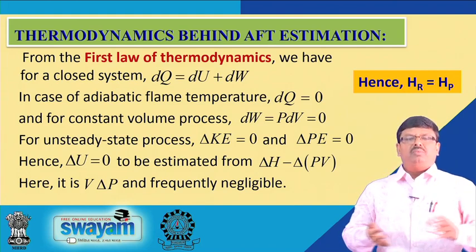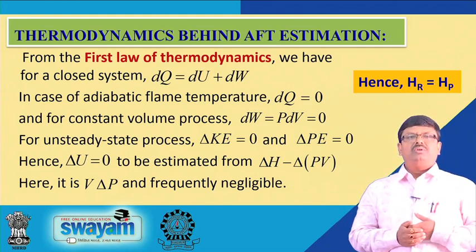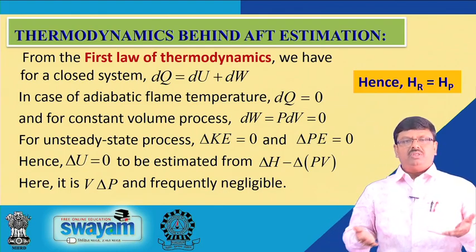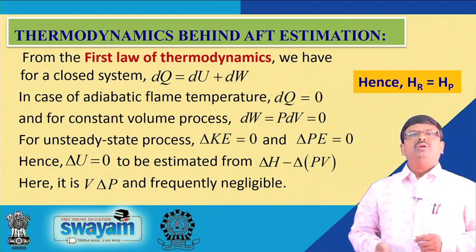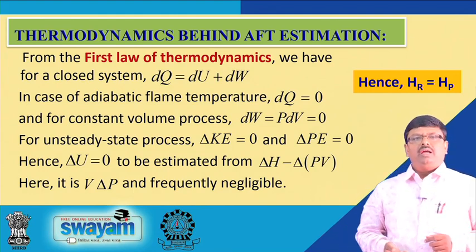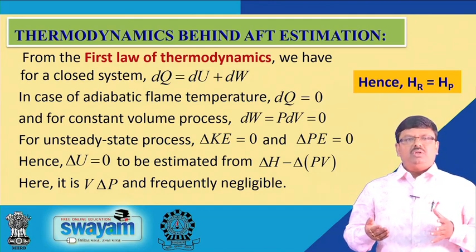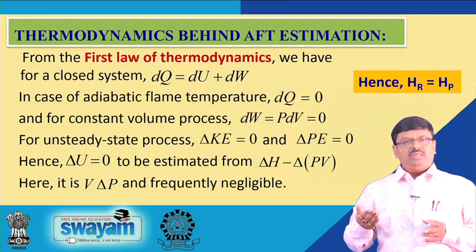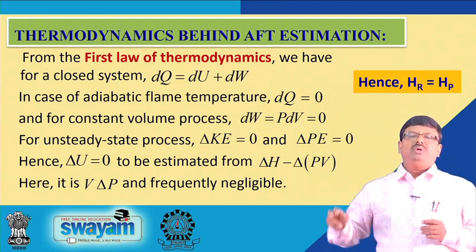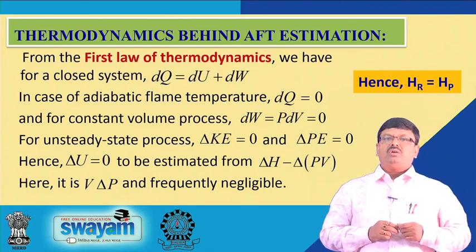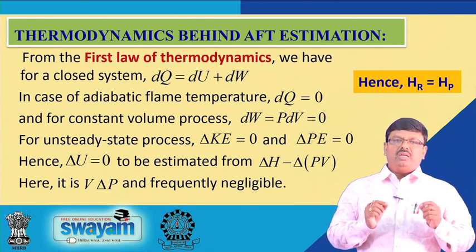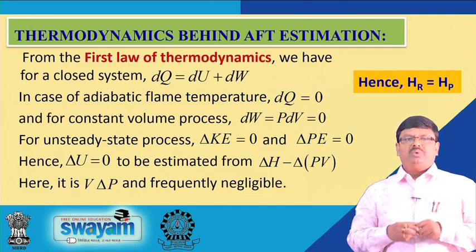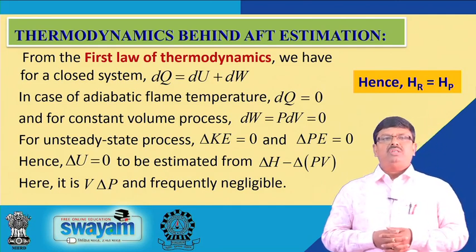So, we know the first law of thermodynamics. This is the differential form of the first law of thermodynamics in a closed system, dq equals du plus dw. In the case of adiabatic flame temperature, since it is adiabatic, there will be no thermal communication between the system and surroundings. So, dq is 0, and for a constant volume process dw equals pdv equals 0. This adiabatic flame temperature can be determined based on two different conditions, constant pressure and constant volume process. So, adiabatic combustion can take place based on these two different conditions.